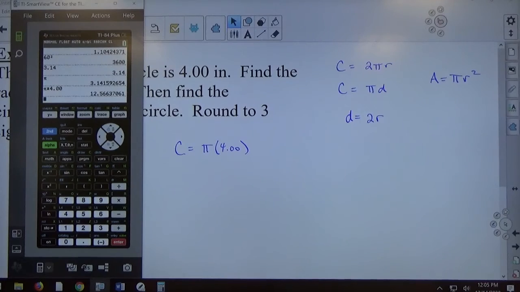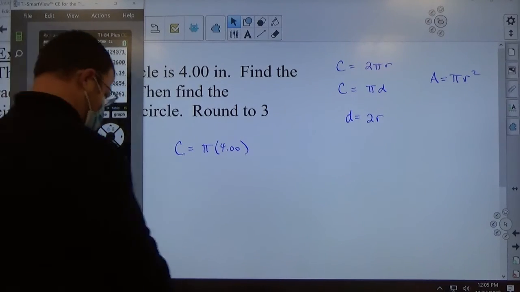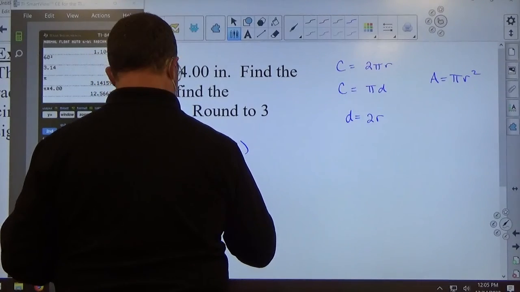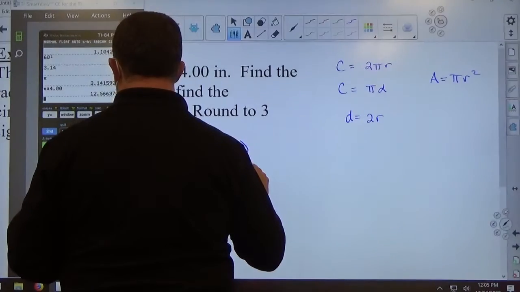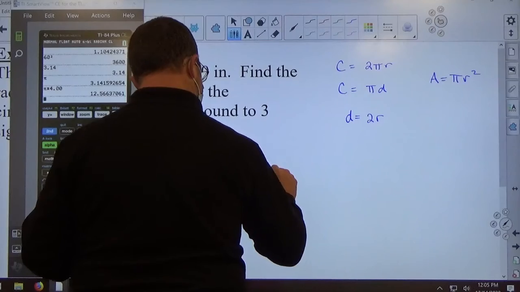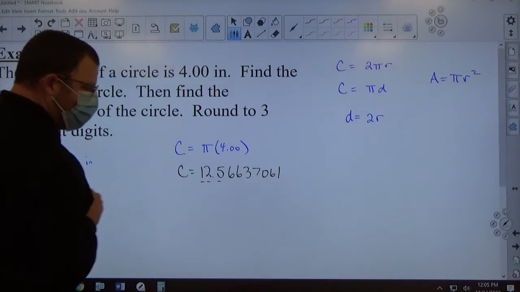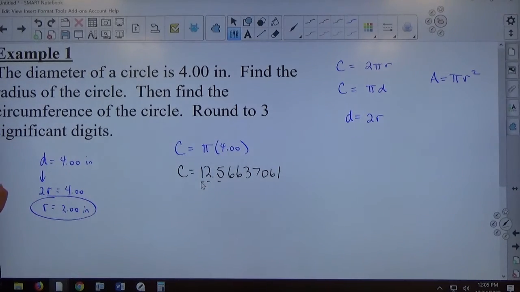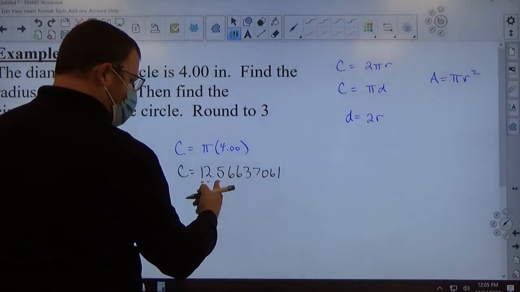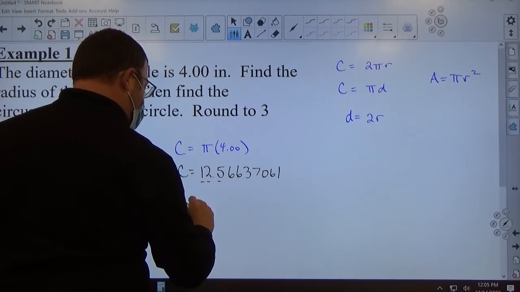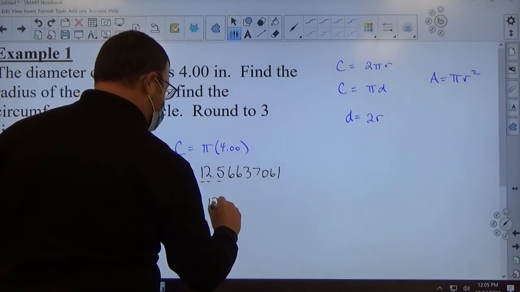it comes out to 12.56637061. Okay, so if I want to round my final answer of circumference to 3 significant digits, there are 3 digits, right? And if I round the 5, because the 6 afterwards is 5 or bigger, I'm going to round it up. So the circumference rounded to 3 significant digits is going to be 12.6 inches.